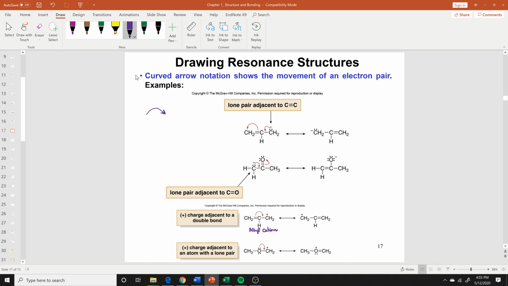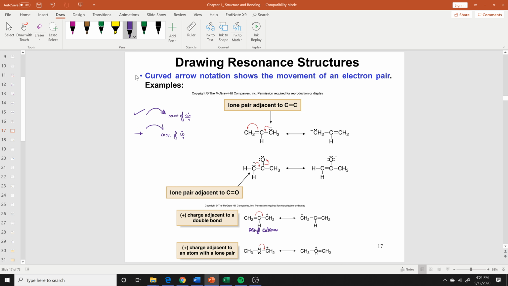Another representation of moving electrons is moving 1 electron. Moving 1 electron is represented by a half head arrow. So this represents the movement of 1 electron. This represents the movement of 2 electrons. We are not going to deal with the movement of 1 electron now. We are only going to work with the movement of 2 electrons.